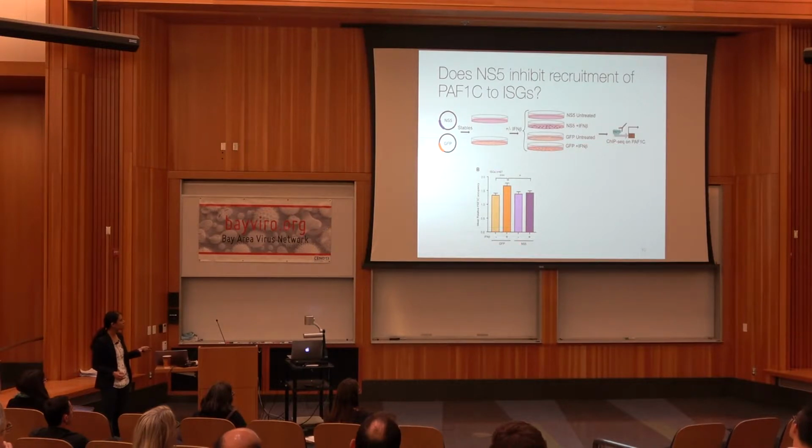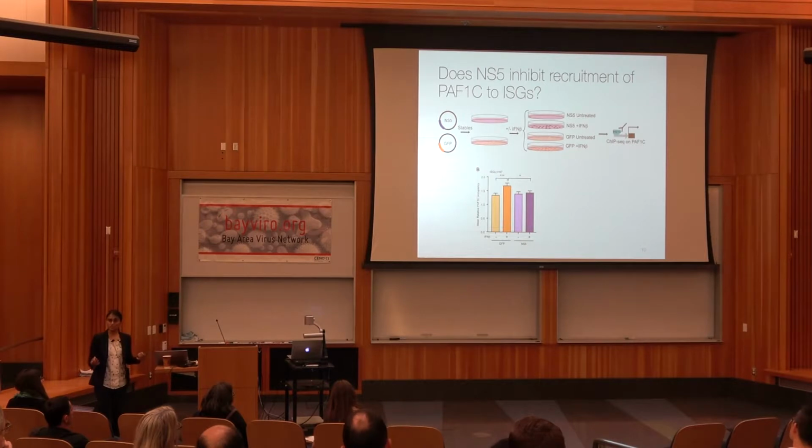And for the GFP expressing cells, what you can see is that in the presence of interferon, we see a nice increase in the occupancy of PAF1C at these genes. Whereas in cells expressing NS5, we don't see that behavior. So NS5 expression in these cells inhibits PAF1C recruitment to ISGs.